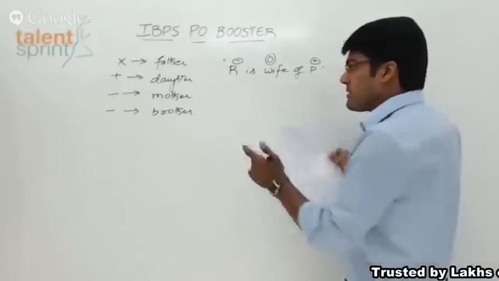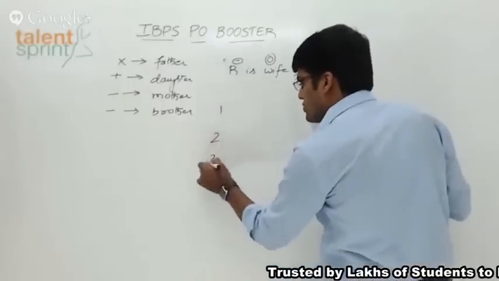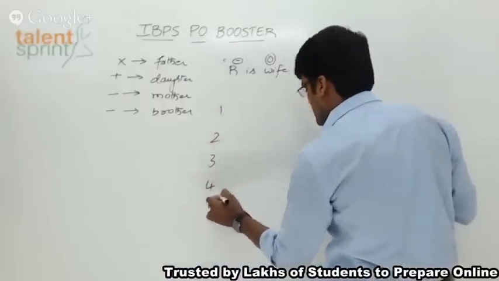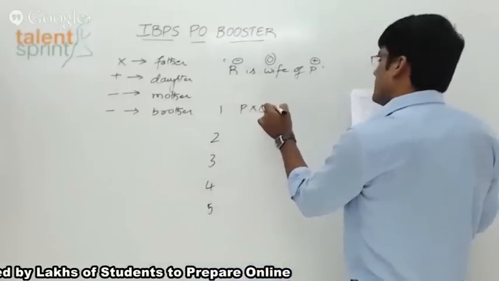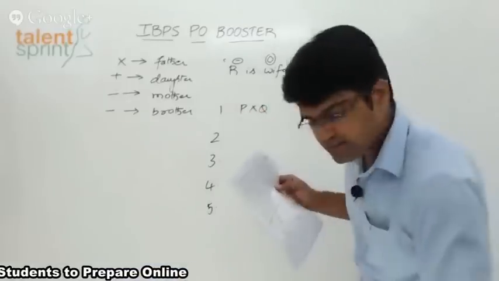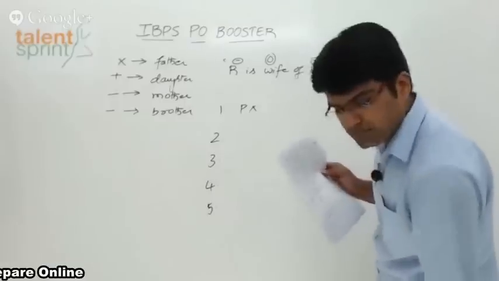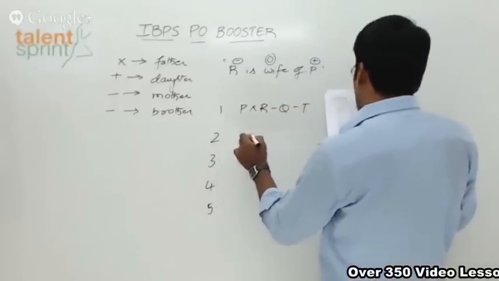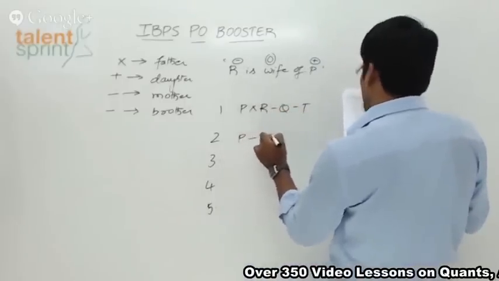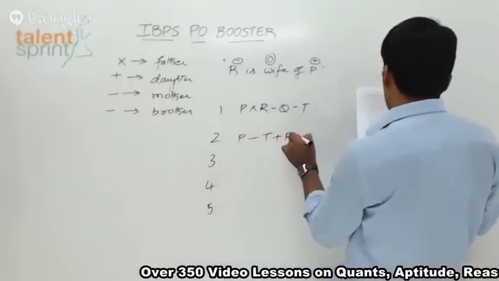Let's look at the answer options, right? I'll put down the options here because I'll have to show you how to work it out. Now look at the options. First option, P into Q, sorry, P into R minus Q minus P. Second one, P division P plus R minus Q.